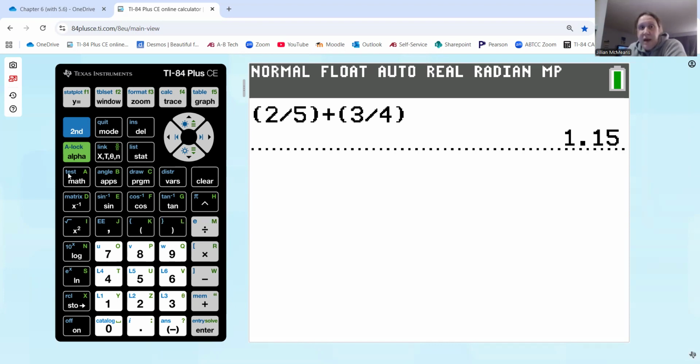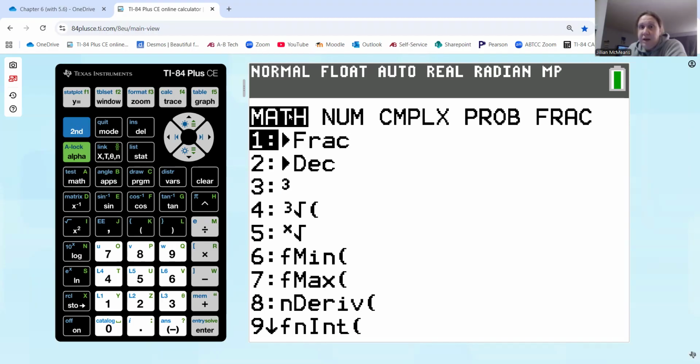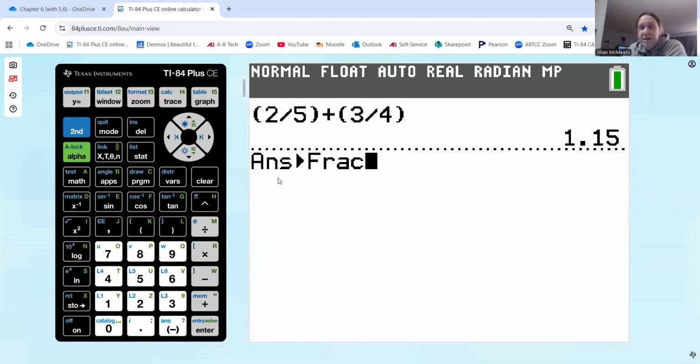And then if you hit the math button, so the two colorful buttons, you've got the blue second button, the green alpha button. Underneath that is math. And if you look, it's got several different menus that pop up, but the first highlighted one is math. We want to do the first option. So hit enter. And this is basically saying, hey, do you want us to take your answer and convert it to a fraction? Say yes. And it gives you the 23 twentieths.